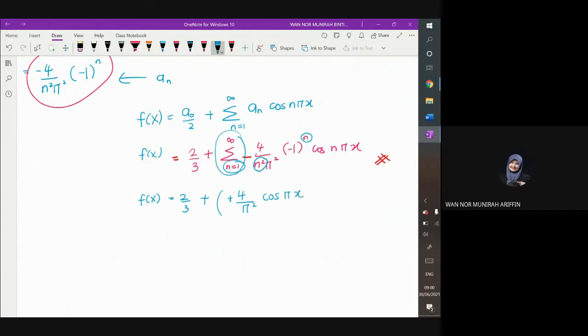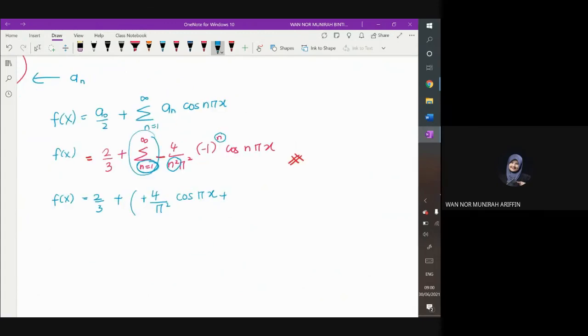Then you open when n equals 2. When n equals 2, you have a negative sign in front. So negative 4 over, n equals 2, 2 square is 4, so you have 1 over pi square. Negative 1 to the power of 2 is positive 1, so this one is still negative. Then cos(2 pi x).